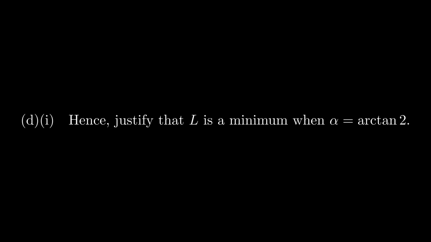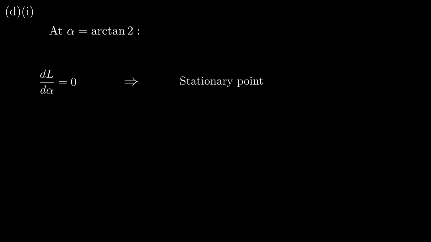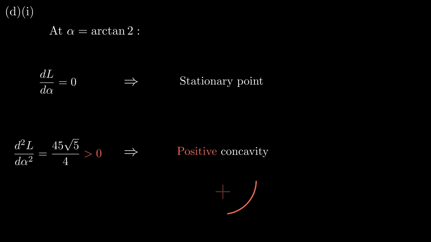Alright, moving on to question D. The justification of part D1 just requires us to make quick deductions of what we know is true when the angle is arctangent 2. The first derivative is 0, which means we have a stationary point. The second derivative is positive, so the graph is concave up. So L has a minimum at alpha equals arctan 2, the explanation itself giving the one reasoning mark.